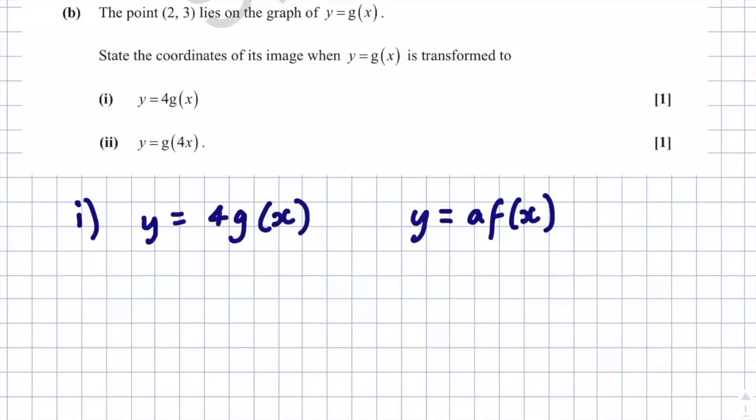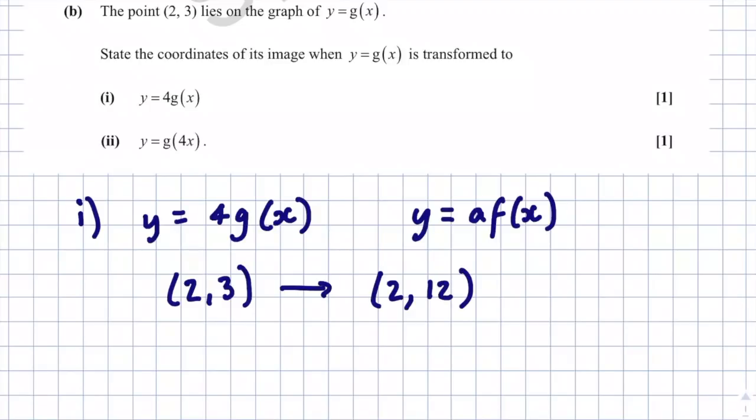So in this case, the coordinate 2, 3, the 2 will stay the same, but the 3 will become 3 times 4, which is 12. So that's the first coordinate.